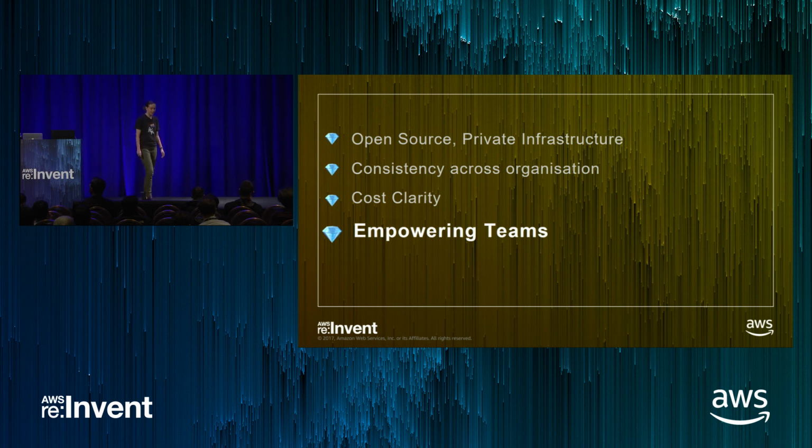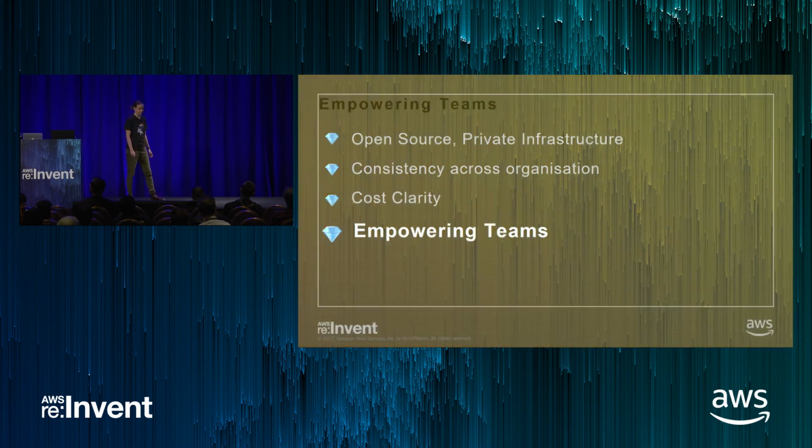All right, this brings me to the last point, empowering teams. A lot of the things that I talked about today were examples of how the platform team at Mapbox has found it easier to empower our service developer teams through our migration to ECS.